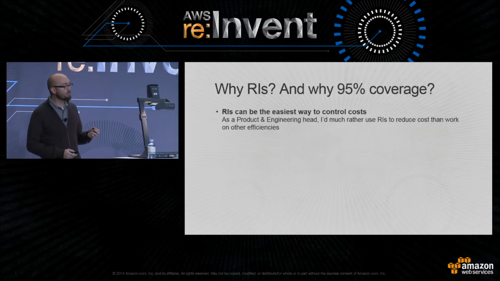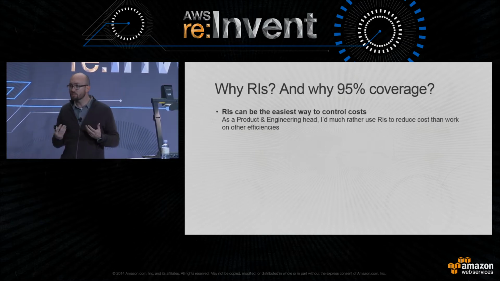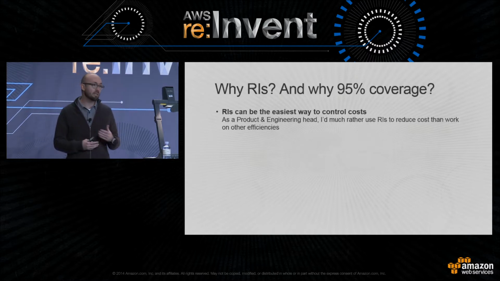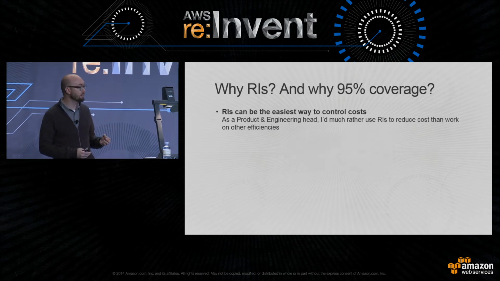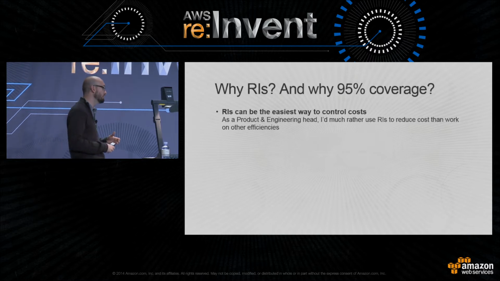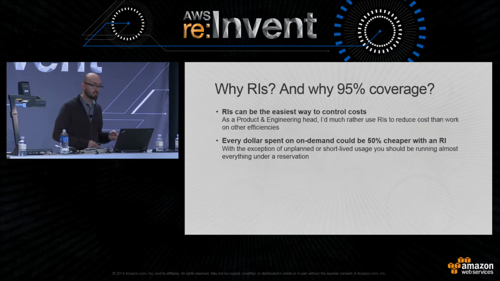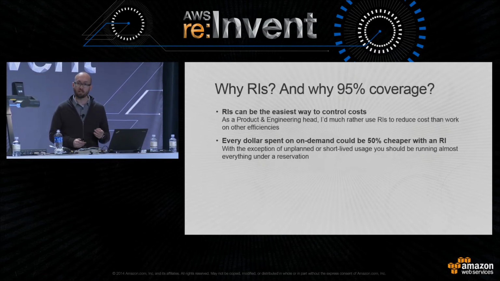Well, to begin, RIs are the easiest way to control cost. And for somebody like me that runs a product and engineering group, I love them. I can focus on building features and don't have to focus nearly as much on iterating engineering cycles in order to create greater efficiency. So it's a really effective way to reduce cost, especially when you reach some sort of infrastructure inflection point. The second thing is that every dollar you spend on on-demand literally could be about 50% cheaper with an RI. So it really makes an awful lot of sense to try and get as much coverage of all of your usage with RIs so that you're driving down the cost as low as you possibly can.